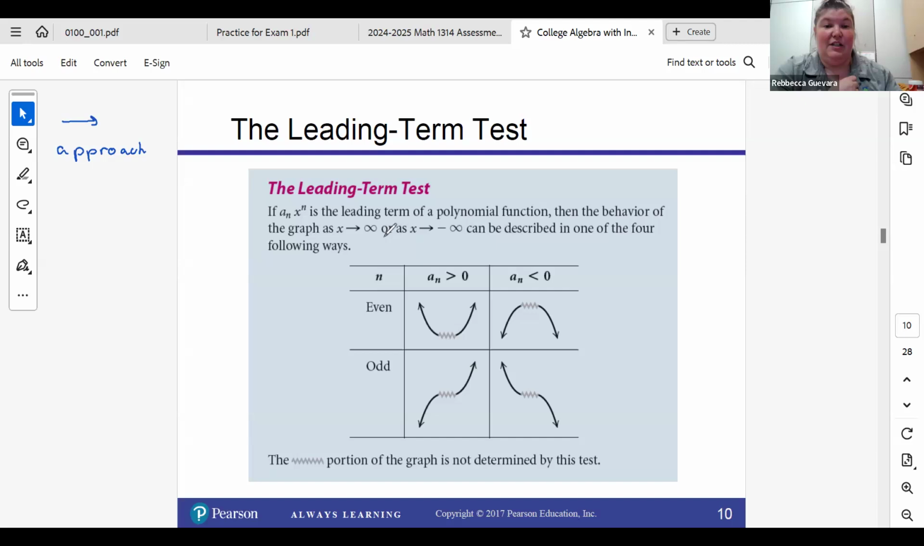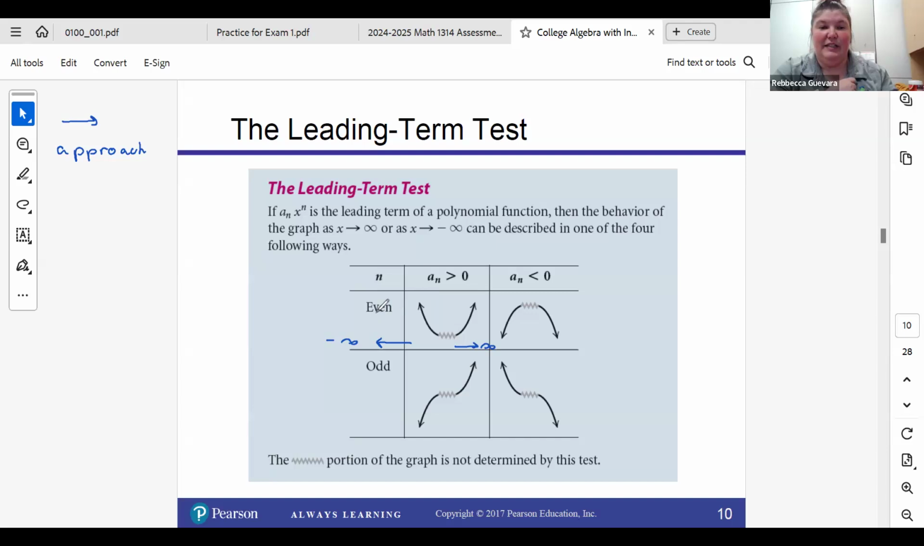So the graph as x approaches infinity or negative infinity can be described as one of four ways. What we mean is that going this direction is negative infinity, and this direction is positive infinity. So we're talking about what's going on as my x values head out in these directions.